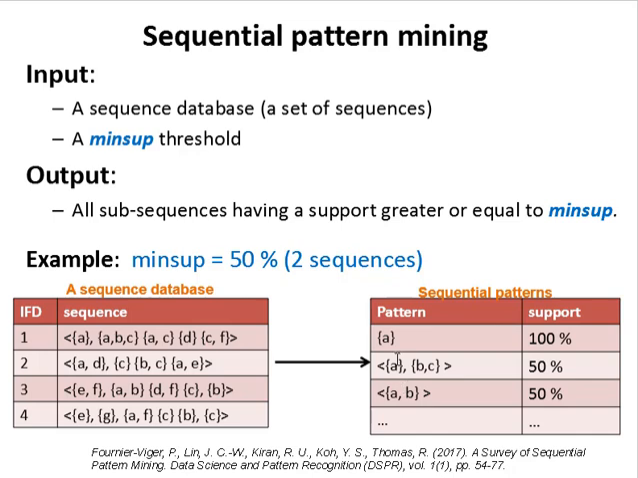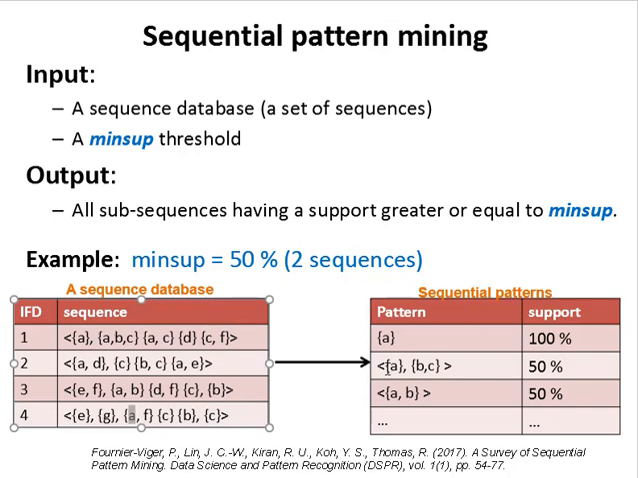So here, for example, we find the pattern A has a support of 100%. That means it appears in all the sequences of the database on the left. So here we have A in the other sequence, A again, and A again. So A appears in all the sequences, 4 out of 4, so it is 100%.